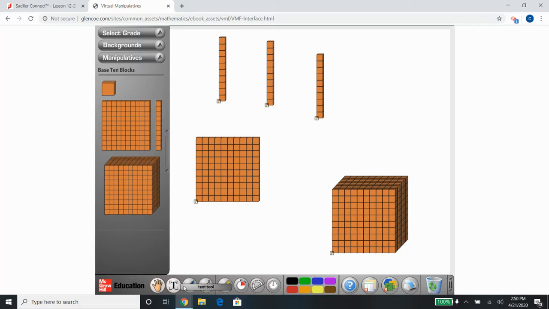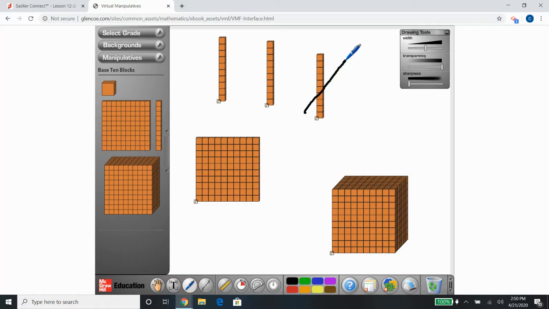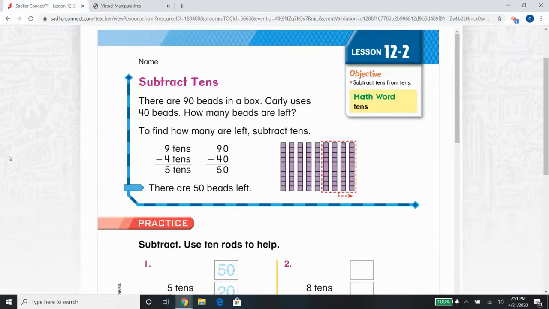You could use anything down here. You could use a pen. If it helps them, if they have 3 10s and they're getting rid of 1, that might help them to have a visual in front of them. Again, see what they are comfortable with. Maybe this will help them. So let me go back.